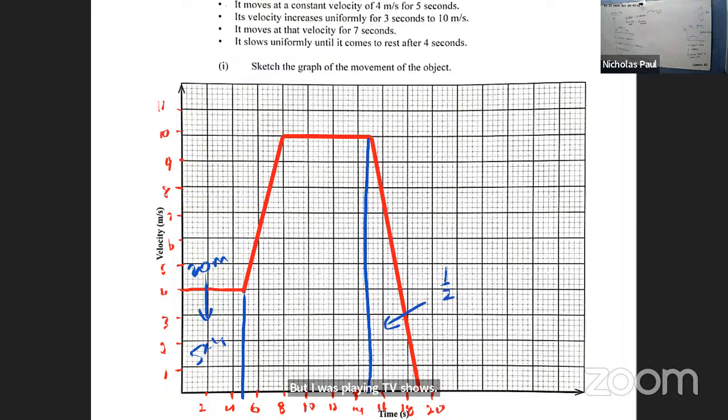Here it's half base by height. The base is 1, 2, 3, 4, and the height is 10. That's 20 again.